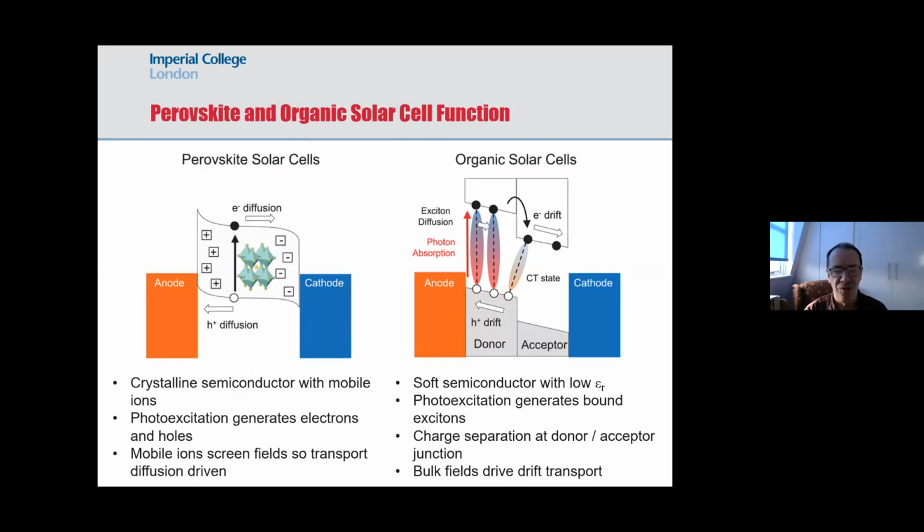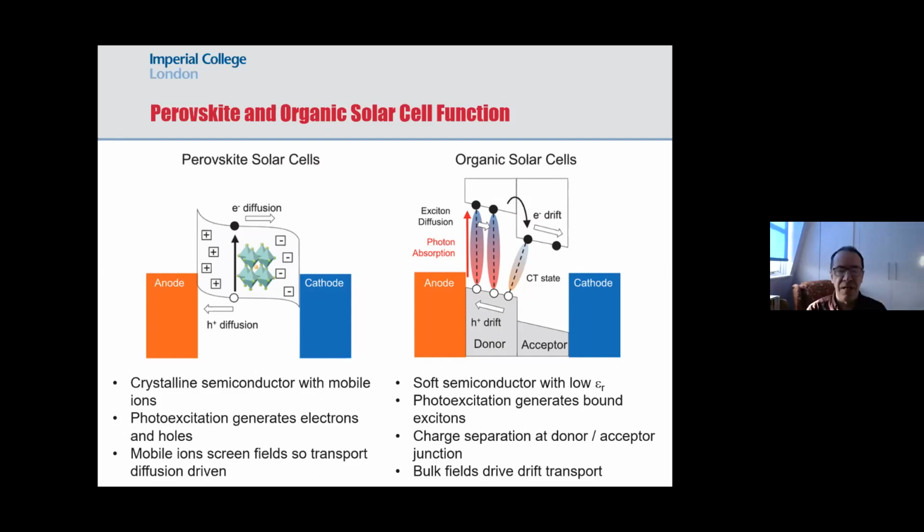So when we think first of all about a perovskite solar cell, the idea is that it's this organo-lead halide semiconductor, which is sandwiched between two electrodes. You shine light on it. It's a crystalline semiconductor with a low dielectric constant, which means when you photoexcite it, you make free electrons and free holes.